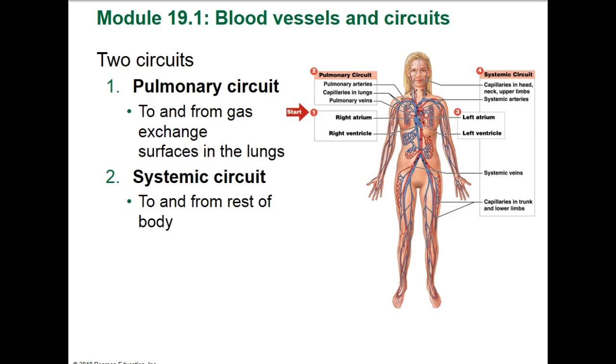Generally, we talk about two circuits, the pulmonary circuit and the systemic circuit. The pulmonary circuit is going to and from gas exchange surfaces in the lungs, and the systemic circuit is to and from the rest of the body. Now, sometimes you'll hear other people, and even myself, refer to other circuits, like within the heart tissues itself, and then we talk about coronary, or we can talk about the lung tissues itself. But when we're talking about broad categories of circuits, pulmonary and systemic are the two we talk about.